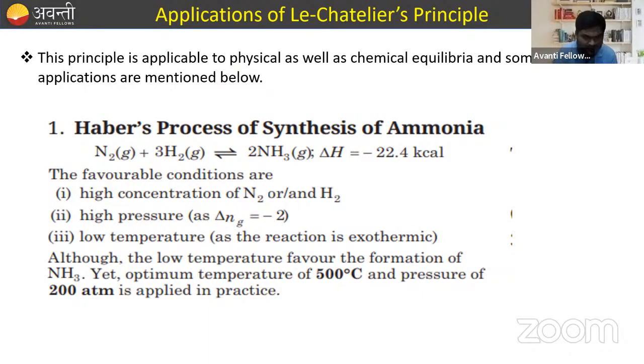High pressure, since delta Ng is equal to minus 2. Low temperature, as the reaction is exothermic. We already discussed this: in this reaction heat is released, that is, it is an exothermic reaction. So we require low temperature, high pressure, and high concentration of N2 and H2. Although low temperature favors the formation of NH3, the optimum temperature is 500 degrees Celsius and the pressure is 200 atm. So this pressure and a temperature of 500 degrees Celsius are necessarily required.